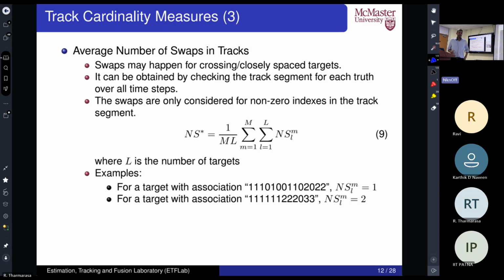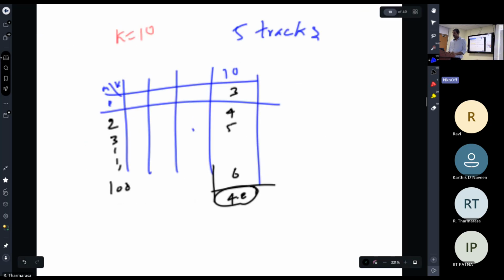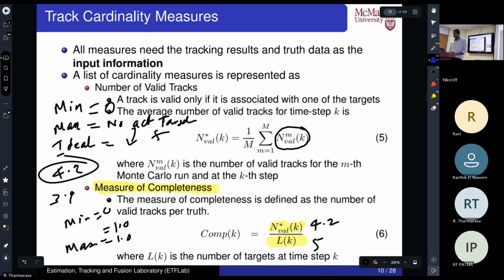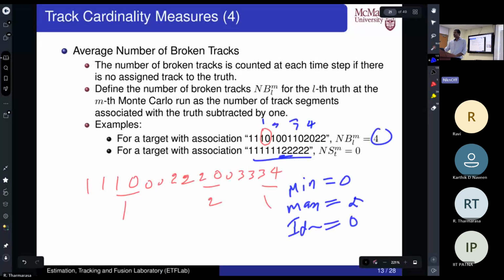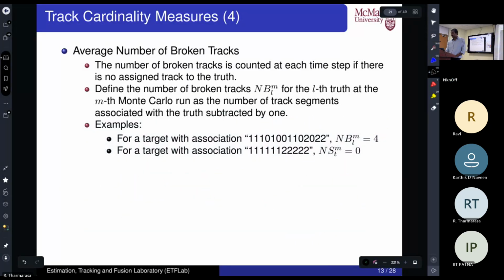Okay, before we go into the tracking part, I missed the swap part, so I will just quickly mention what track swaps are. Like we talked about broken tracks, you know that in the broken tracks, whenever we see a number 0 from a number, then we count it as broken.